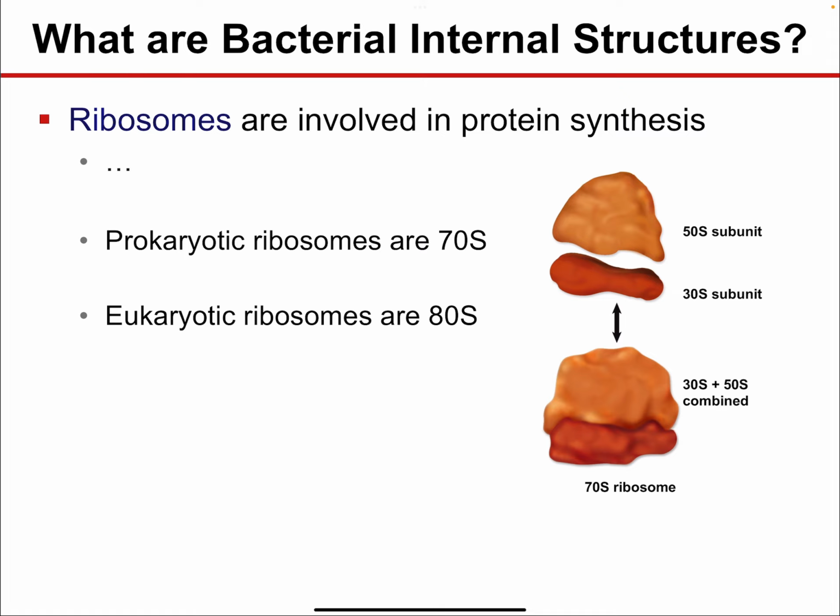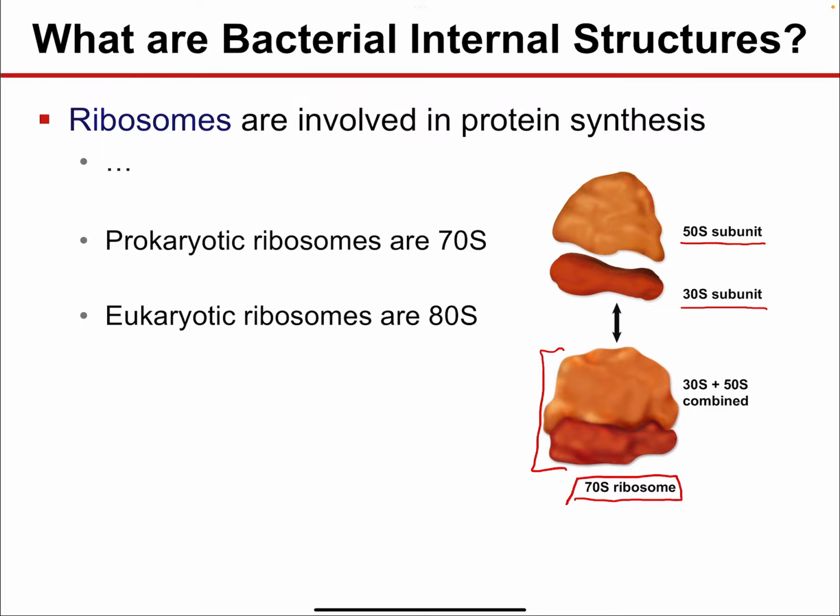How about protein synthesis? Bacteria are going to have ribosomes. These ribosomes are made up of two subunits: a large subunit that we call 50S subunit and a small subunit that we call 30S subunit. The two subunits have to come together to form a functional ribosome. And that functional ribosome overall is what we call the 70S ribosome.